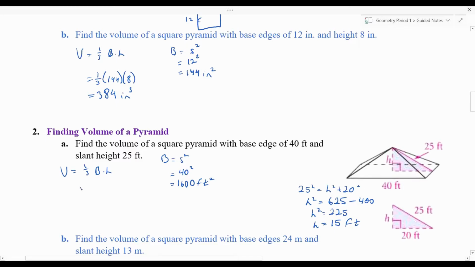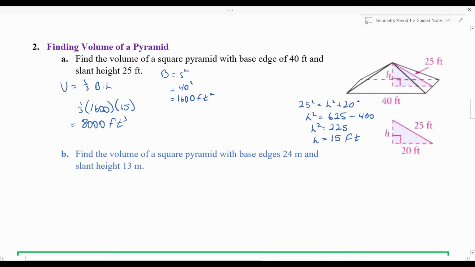So we have 1/3 times the 1600 times my 15. And when we multiply all those together, we get 8,000. And it's 8,000 cubic feet. All right? And there we have the volume of this pyramid. Okay? Part B is yours.